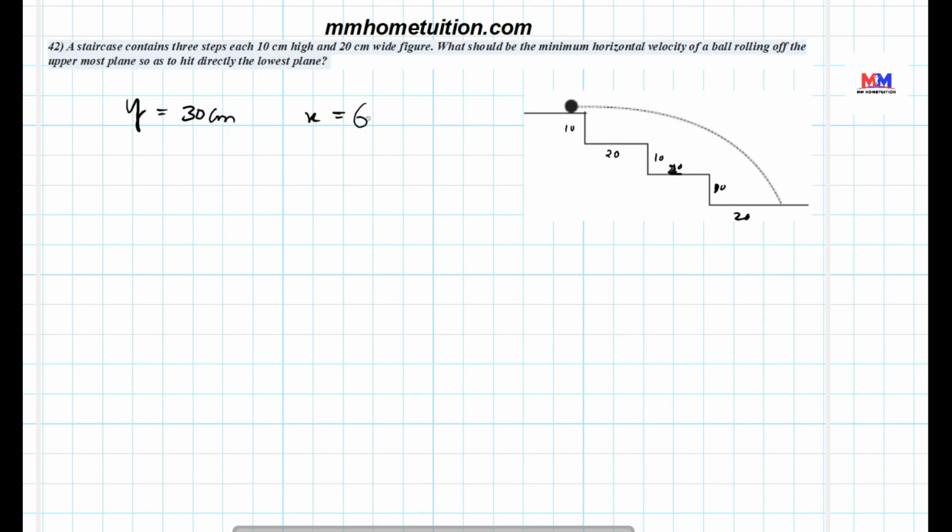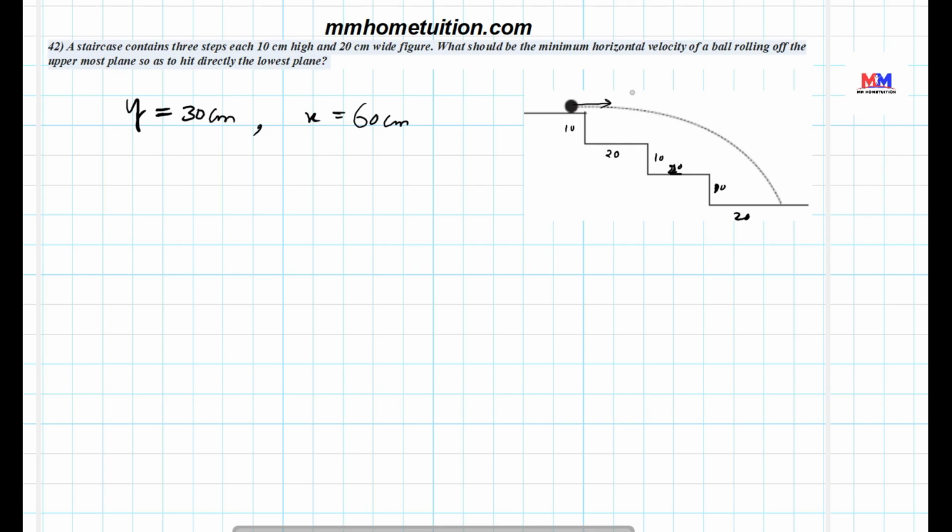From this diagram only two values are required. So what is the total y value and what is the total x value? Y equals 30 centimeter. X equals 60 centimeter. So what is the minimum horizontal velocity? A ball rolling off the uppermost plane. So we have to find the horizontal speed.